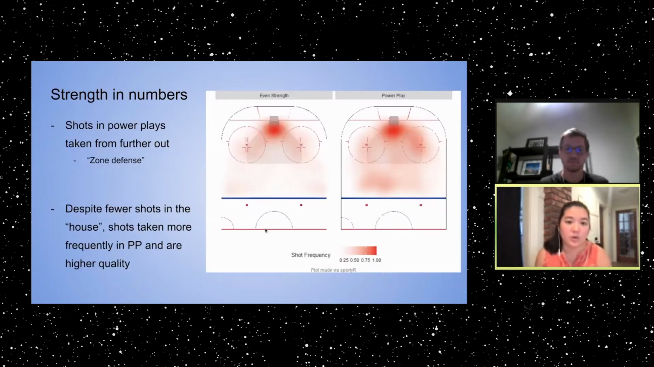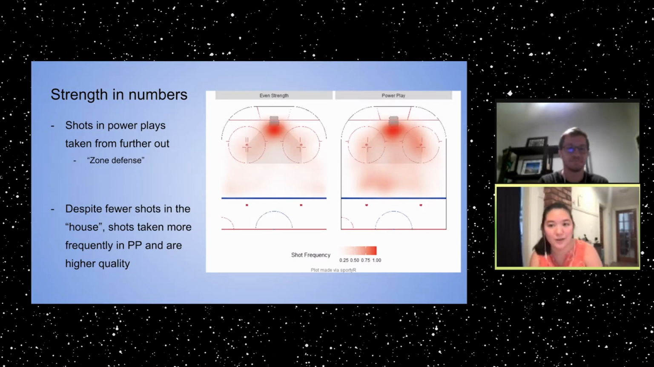Getting into the actual stuff that Ben found out, you can see here, sorry, I have to move the screen real fast, that on the power play, shots were taken from farther out inside rather than closer up into the net. We also included the house, which is a statistical analysis thing that we pulled from someone else's data that I should have linked to on this slide.